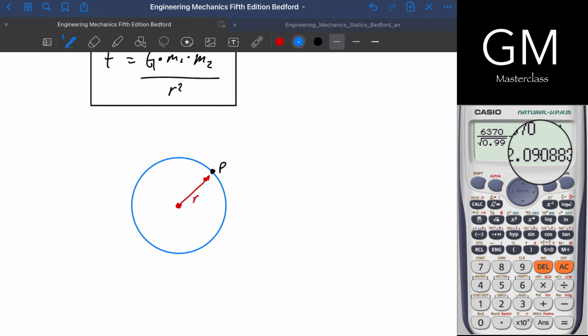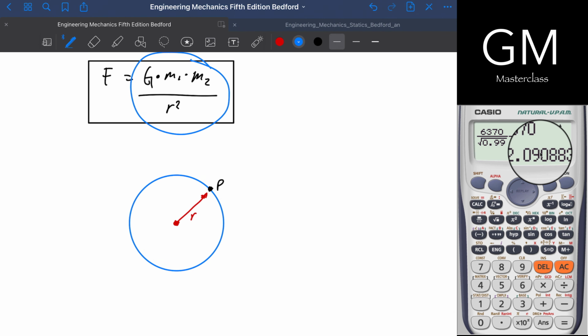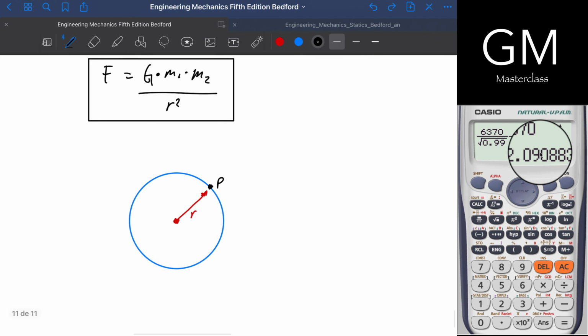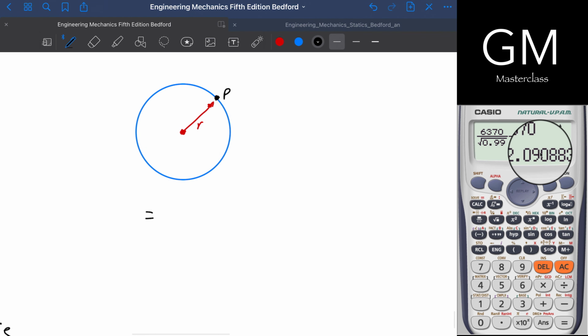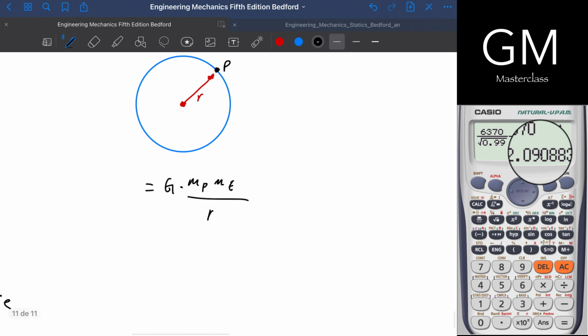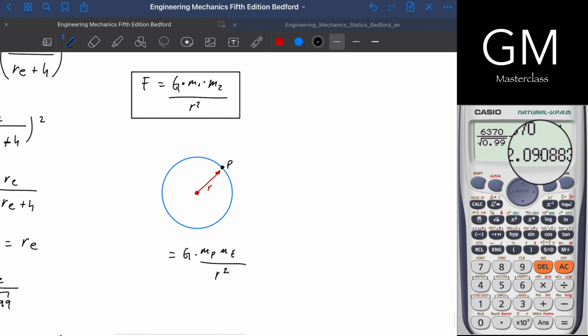So in this case, this part of the equation is going to be given by the constant multiplied by the mass of the particle multiplied by the mass of the Earth divided by the distance between the two of them. So that is equal, in this case, to the radius of the Earth evaluated to a second power.